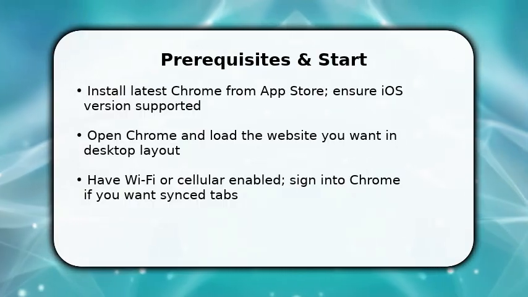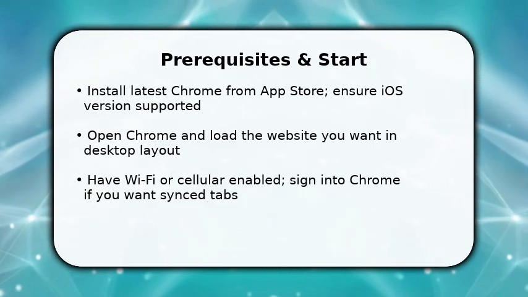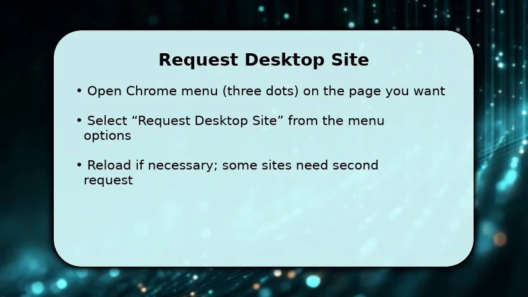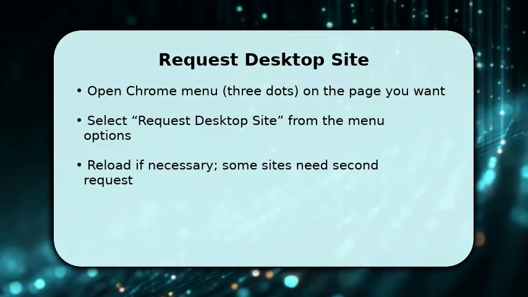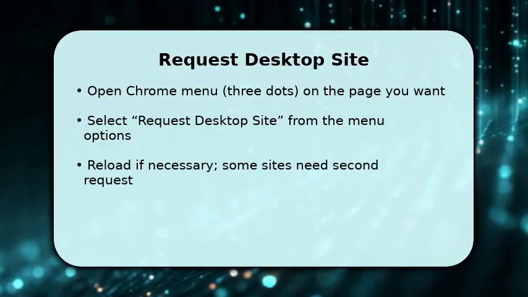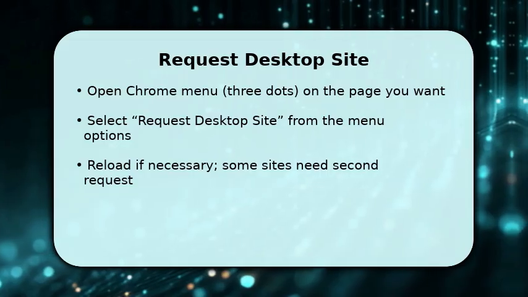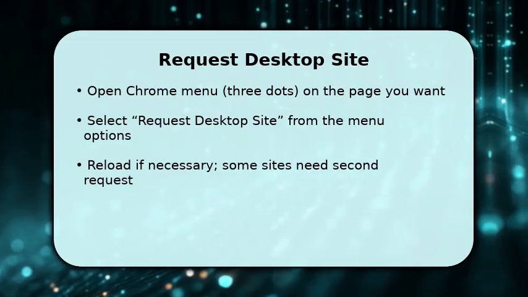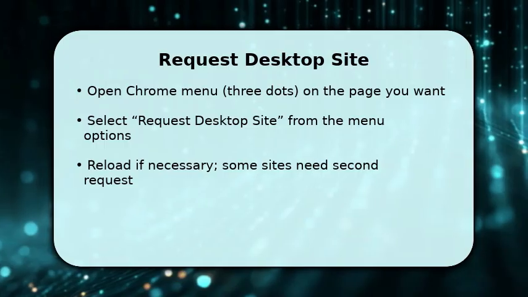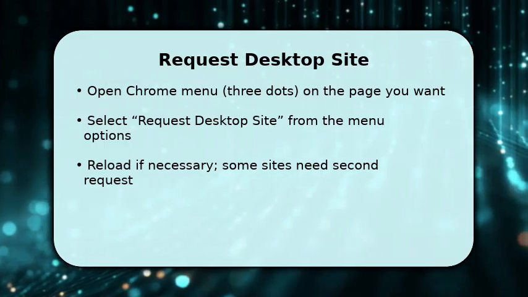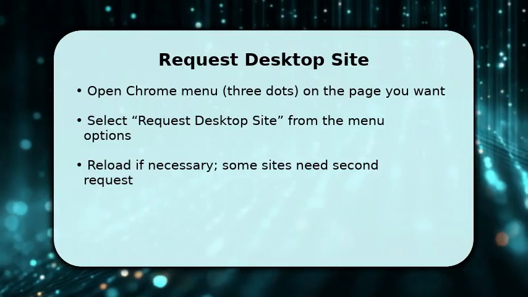Now tap the menu to reveal the next set of controls. After opening the menu, choose Request Desktop Site. This instructs the browser to send a desktop user agent so the server serves full site HTML. If the option isn't visible immediately, swipe the menu or scroll to find it. On some iOS Chrome builds, it's lower in the list.